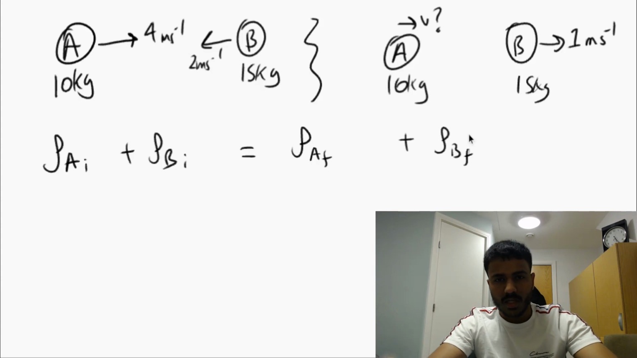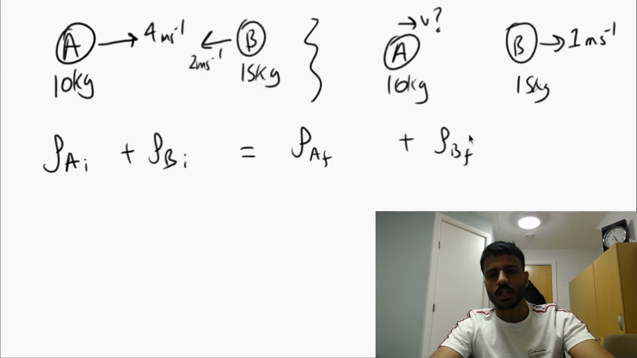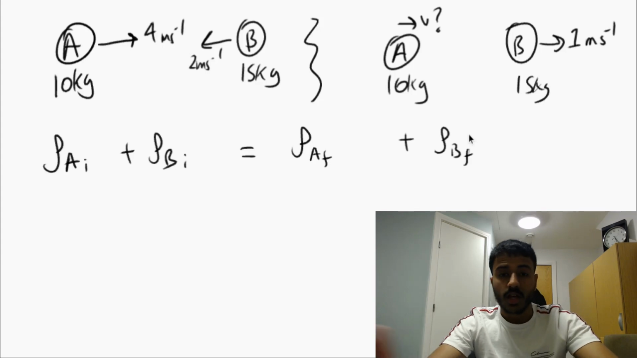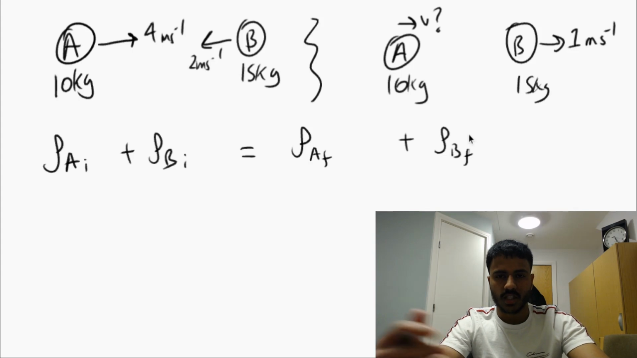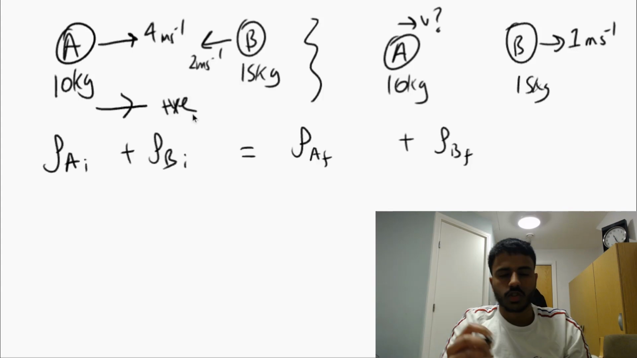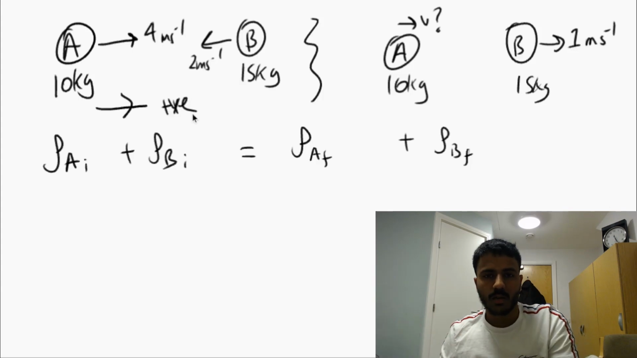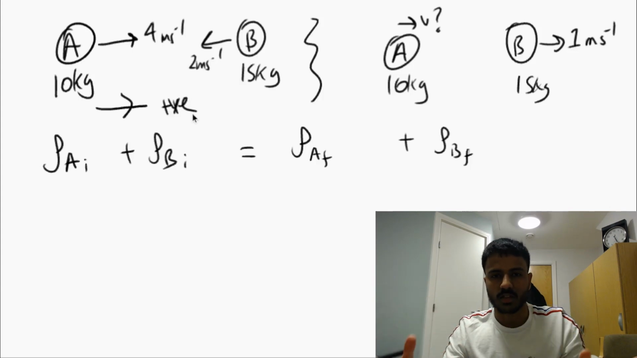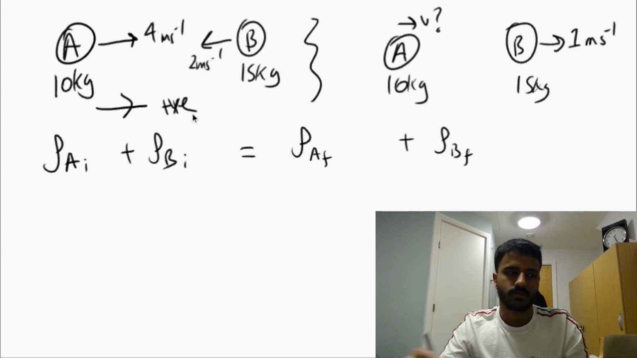So before attempting to substitute in any values, you need to pick a direction which you're going to say is positive. In this case, it can be any direction. There's no right or wrong. All it means is that your answer is going to be positive or negative, and that's fine because then you can easily identify which direction it is actually moving in. So in this case, I'm going to say that to the right is positive. So any object moving towards the right, I'm going to consider having a positive momentum or a positive velocity.